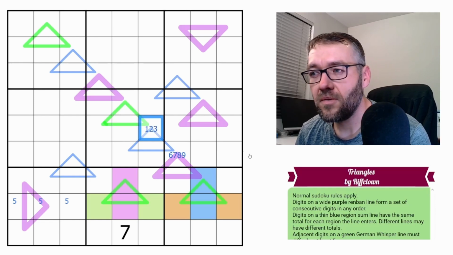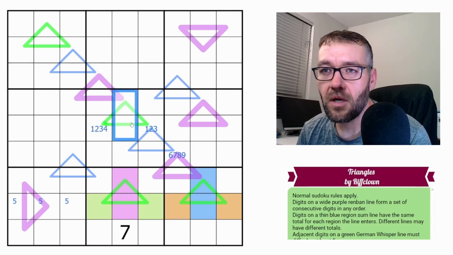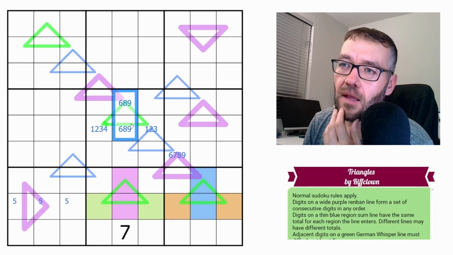So this is low. Okay. So that means this is low. It could be up to a 4. And then this is high, which are 6, can't be a 7, 8, 9. Okay.